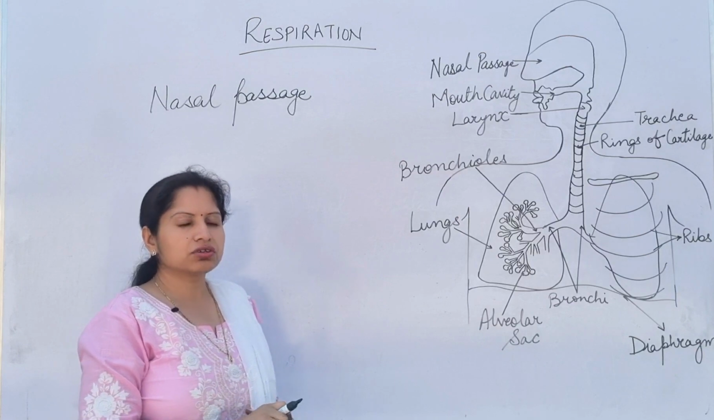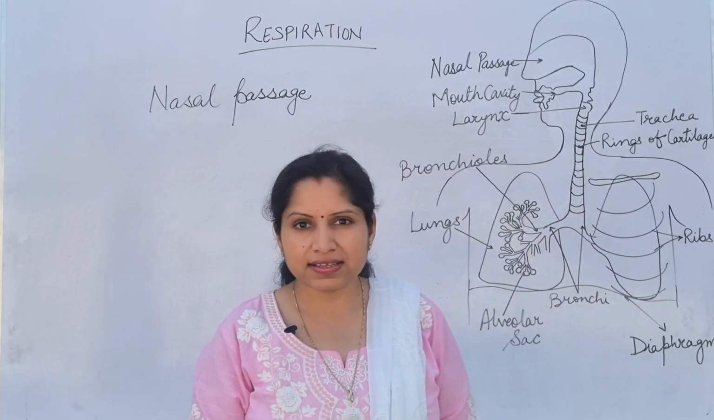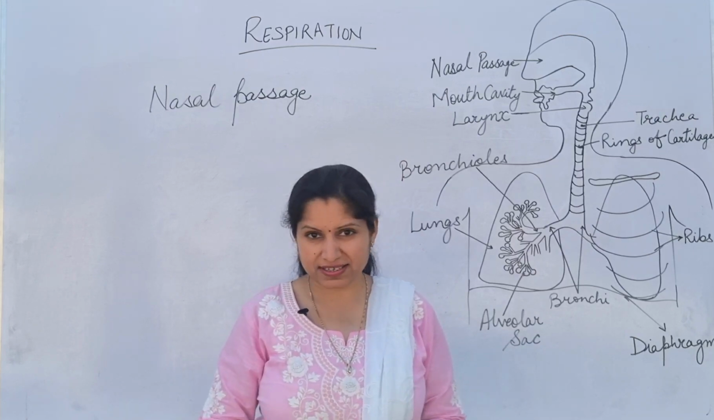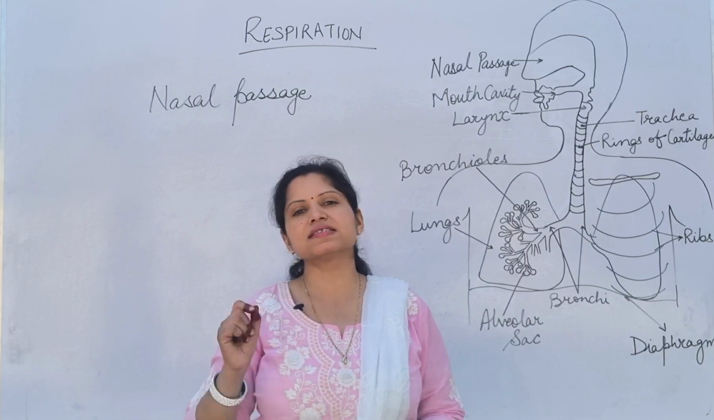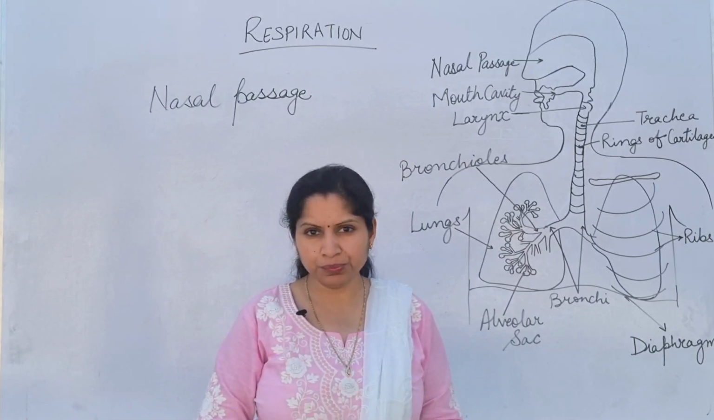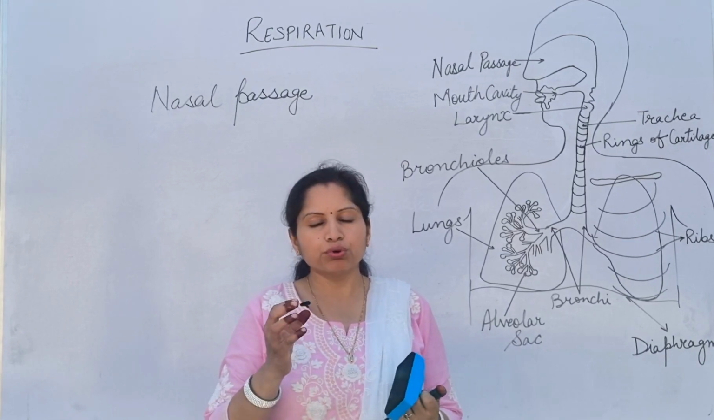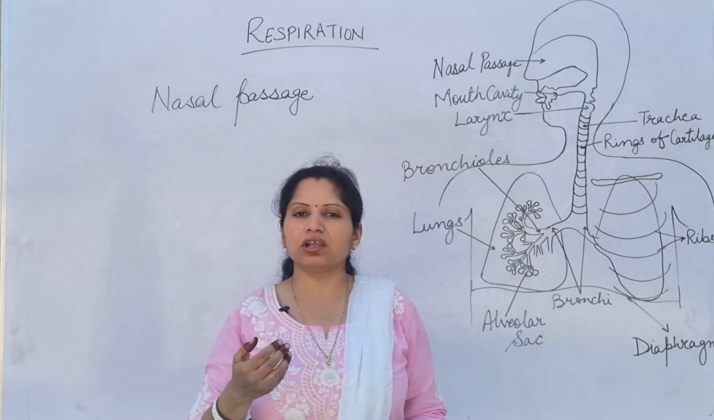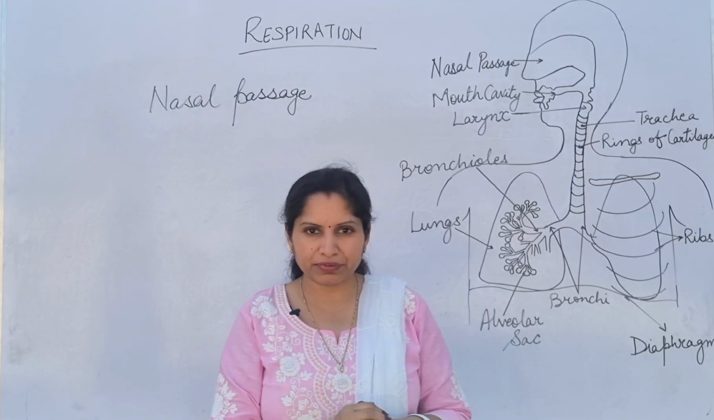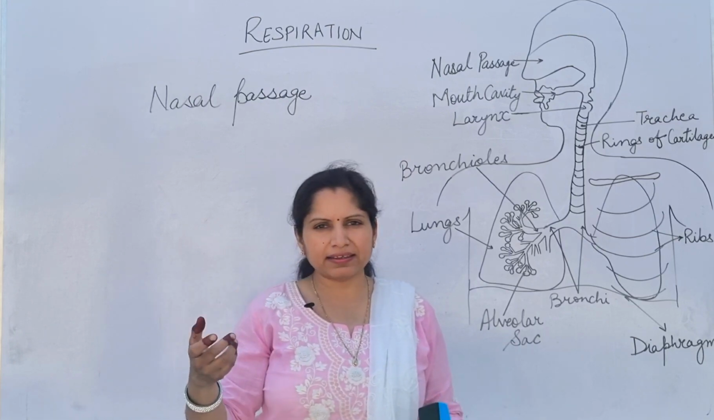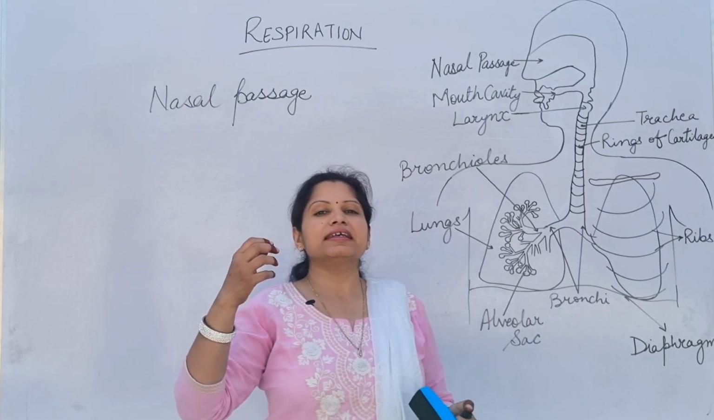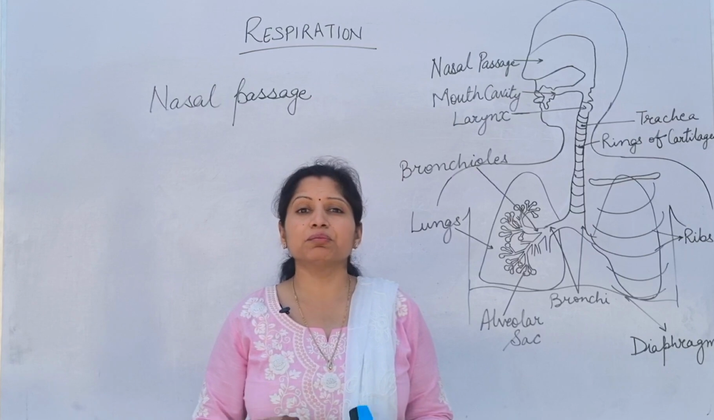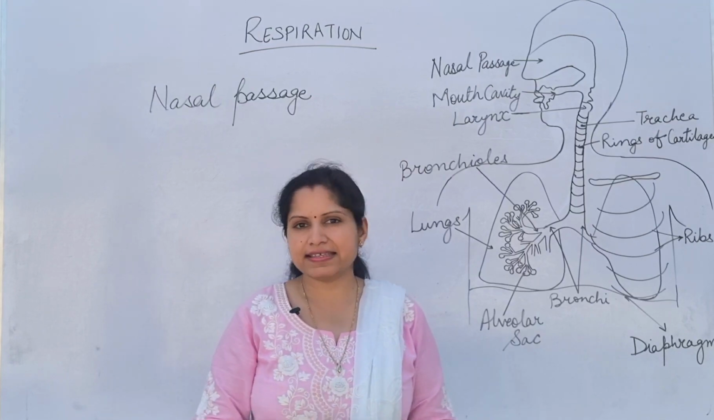In the nasal passage there are very important things. One is the hairs that you can see inside your nose. So hairs are present inside the nasal passage. Apart from that, mucus is there. What is the importance of these two? Hair and mucus both trap the dust particles and microorganisms that enter along with the air. These microorganisms or dust particles will be trapped by the hairs present in the nose as well as the mucus present in the nasal passage.